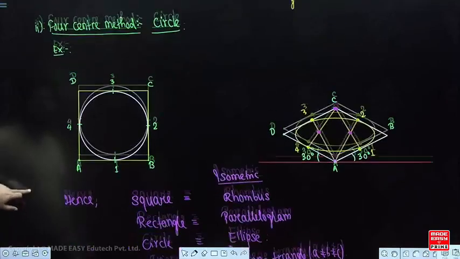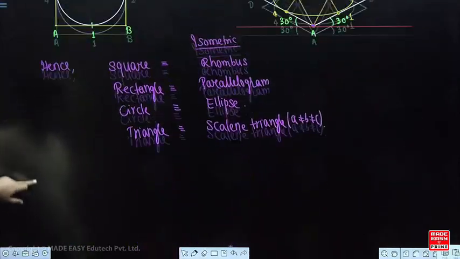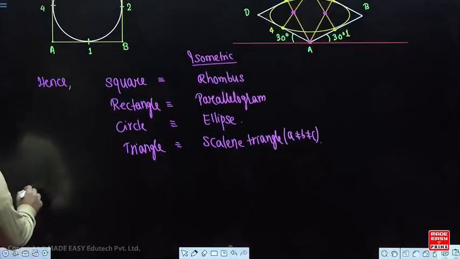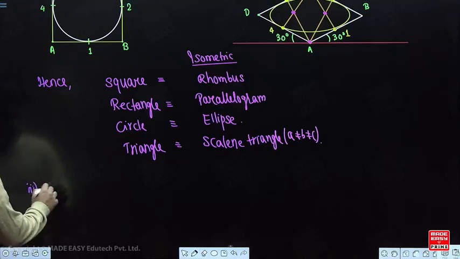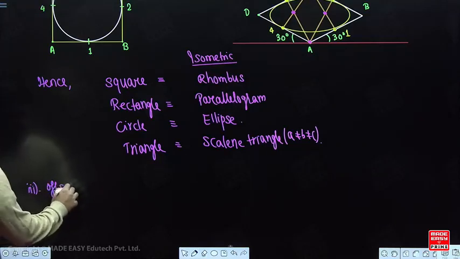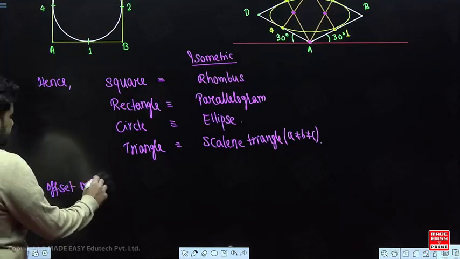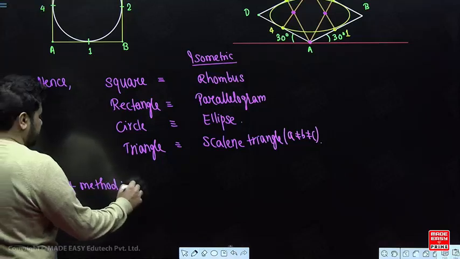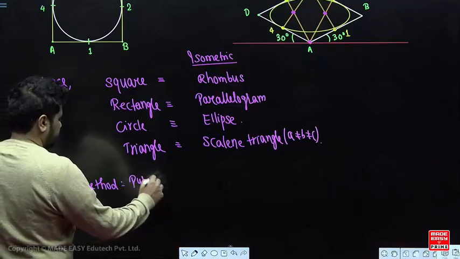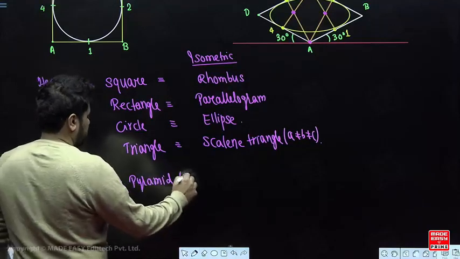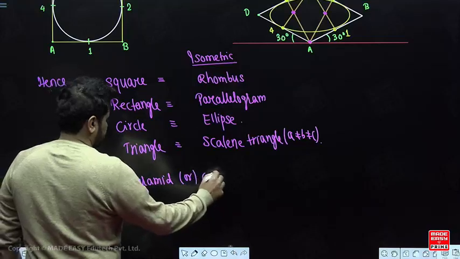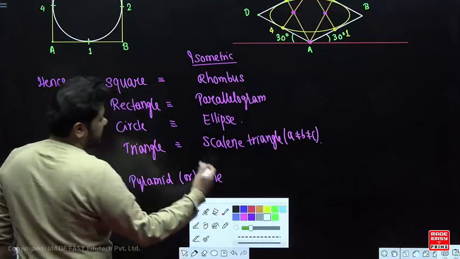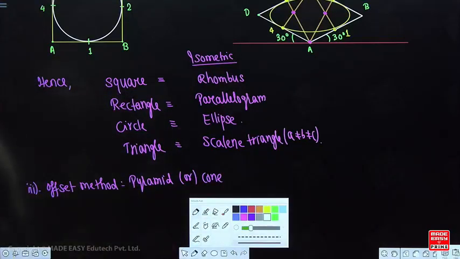OK, the four center method. The third one is called the offset method. It is called the offset method. So it is used for drawing a pyramid or cone. Pyramid or cone, right? So they might ask you these kinds of questions: which methods are used where?